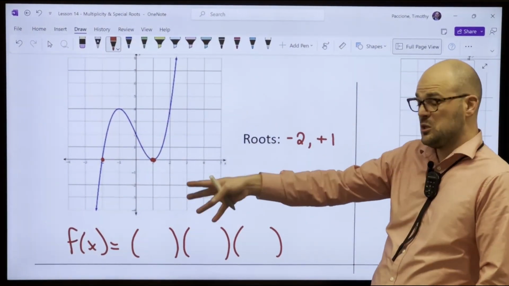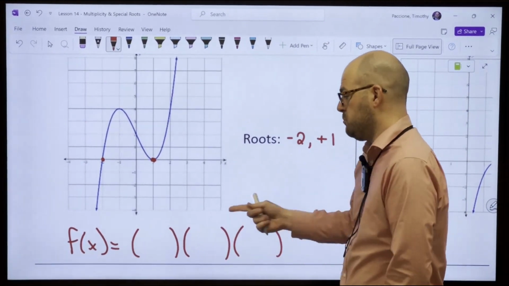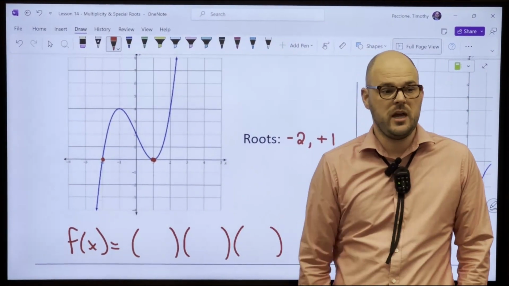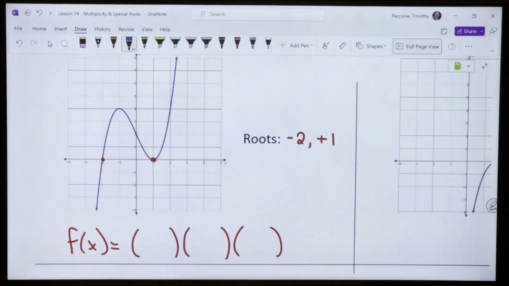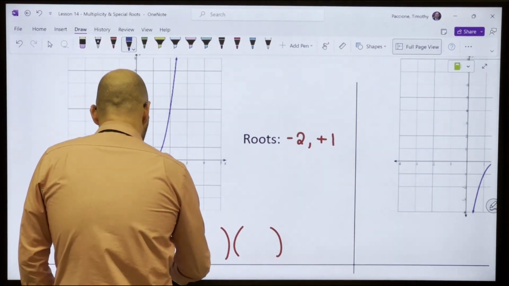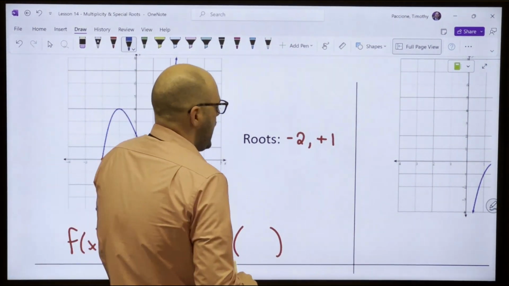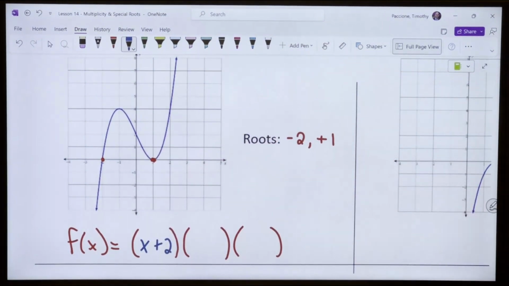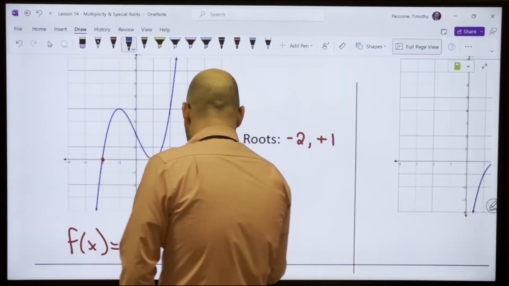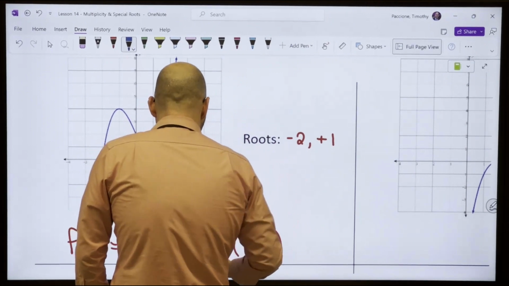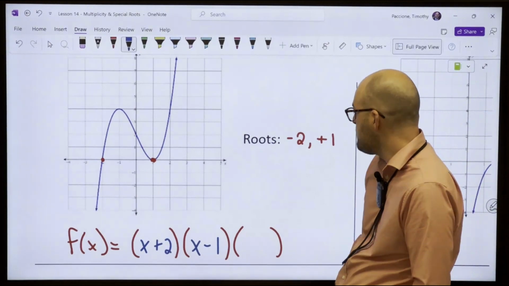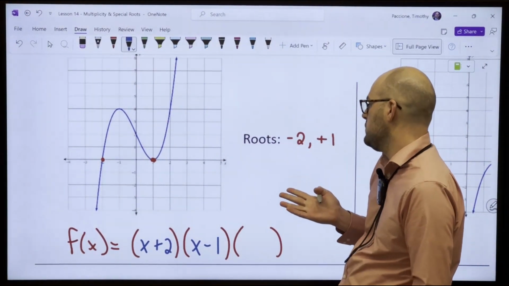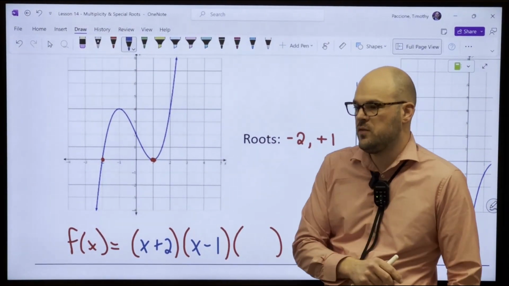Now, usually we just take our roots and we change them to factors and we put them in, right? So let's do that. We have, my first root was -2. So what's the factor that goes with that? X plus 2. And then I have 1. What's the factor that goes with that? X minus 1. What's the problem here? I'm missing a root, right? I only have 2 roots. I'm supposed to have 3 factors.